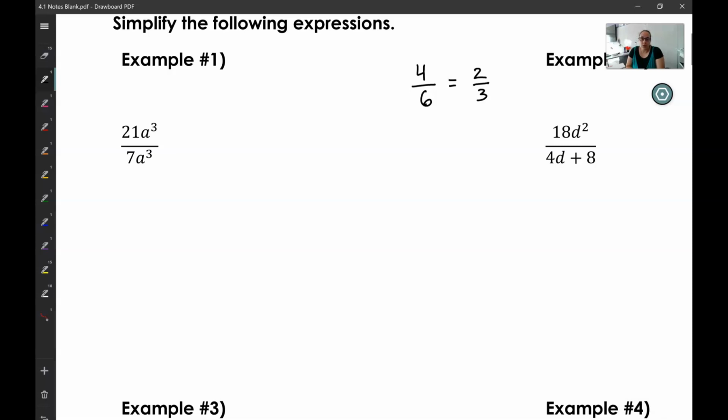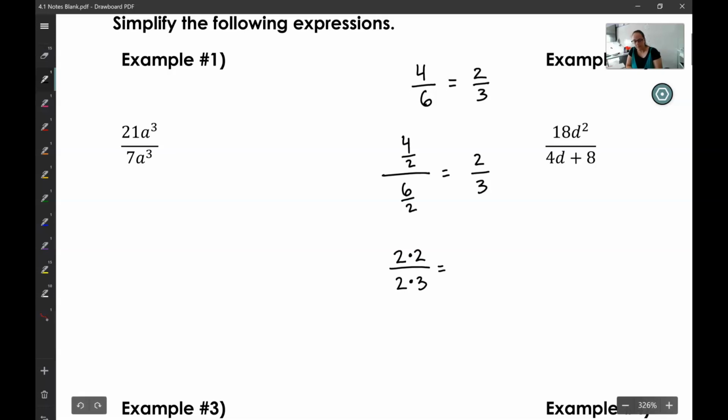Now let's talk about what actually went through your head when you came up with that. Many of you probably did something like this, where you said, well, 4 and 6 are both even, so I'm going to divide them both by 2, and that gives you your 2/3. Well, another way of thinking about this is if you separate these terms. I take this 4, and I say, well, I know 4 is 2 times 2, and this 6, I know 6 is 2 times 3. Well, I have a 2 on top and a 2 on bottom, so they can cancel each other out, and now I'm left with that same answer, 2/3.